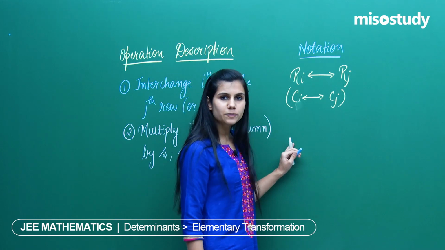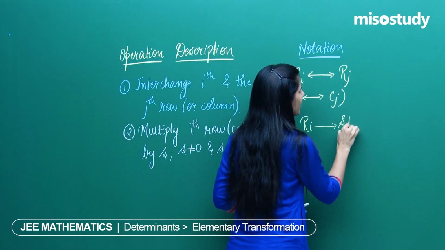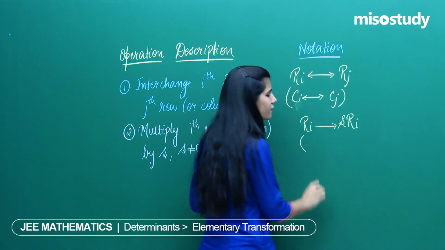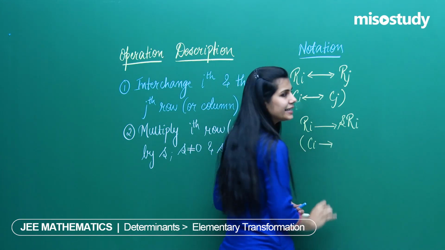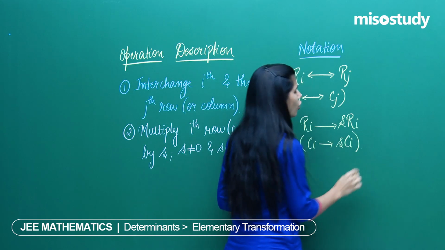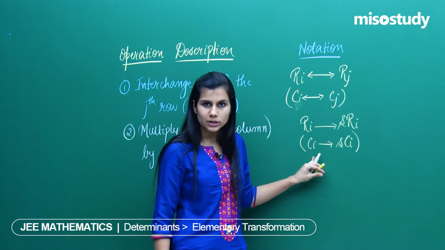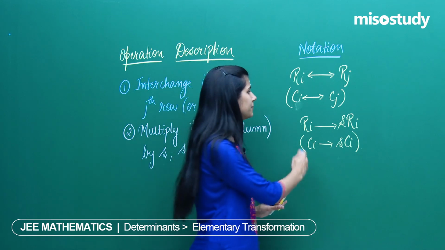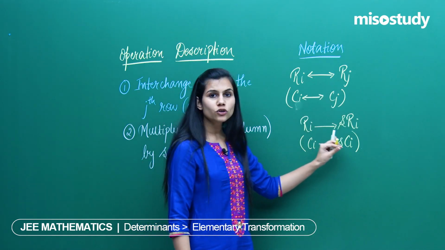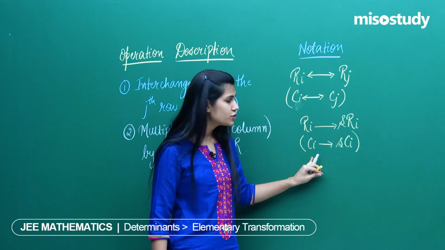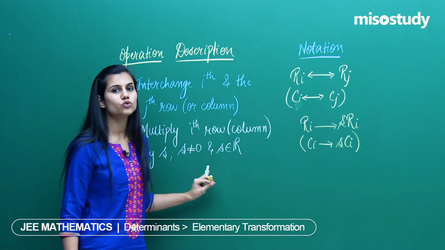So, the compact form in which this particular operation is represented is that your ith row is replaced by s times your ith row, and if you are performing the exact same transformation over the ith column, the notation will be column i is replaced by s times column i. Correct? Again, depending upon how many rows or columns are there in the given matrix, this transformation can be applied in many ways to the same matrix. You can say row 1 goes to 2 times row 1, or row 1 goes to 8 times row 1, or column 3 goes to 5 times column 3. In infinitely many ways, you can apply this transformation to a given matrix.